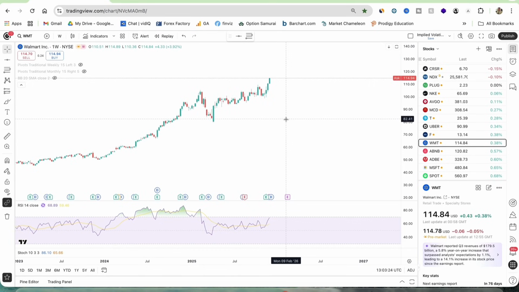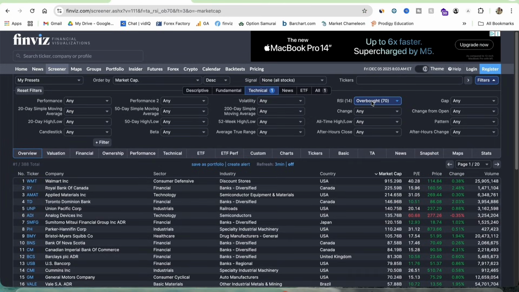But this is the logic that I use. So start building yourself a watch list. Start looking at oversold, overbought on FinViz to get you into a situation where you can start having a collection of stocks. Just look at them once a day. And also, this is a good tool to dollar cost average into your favorite stocks.